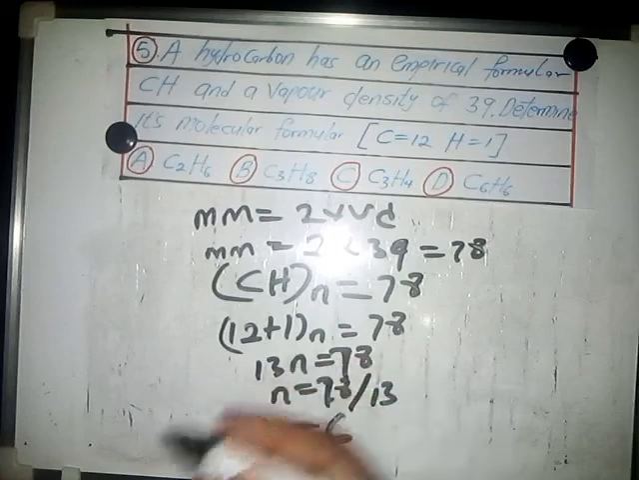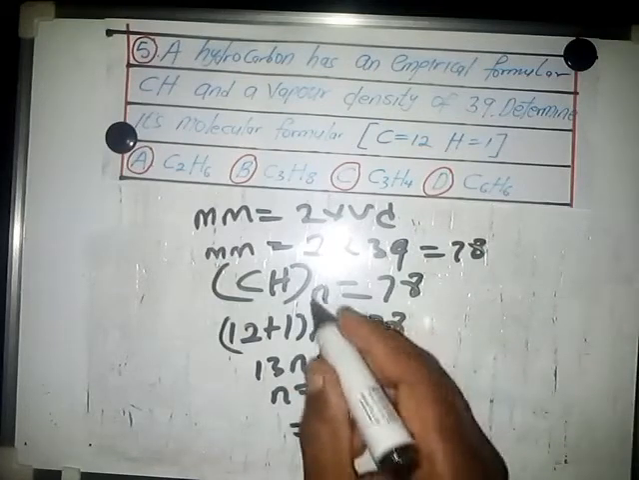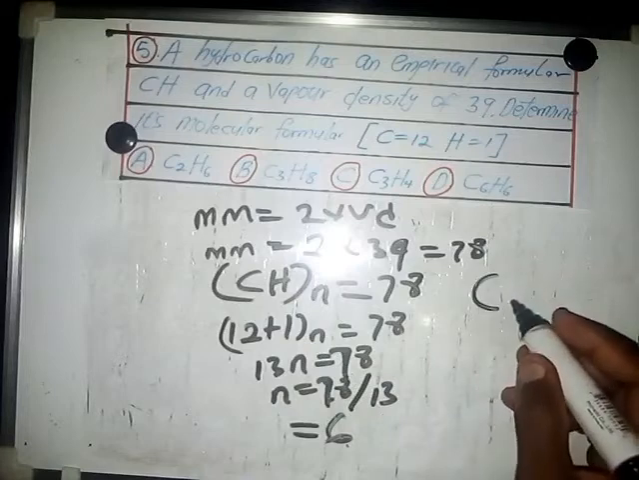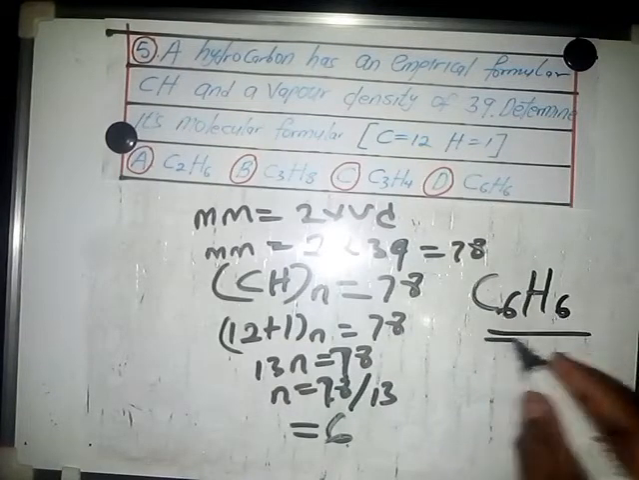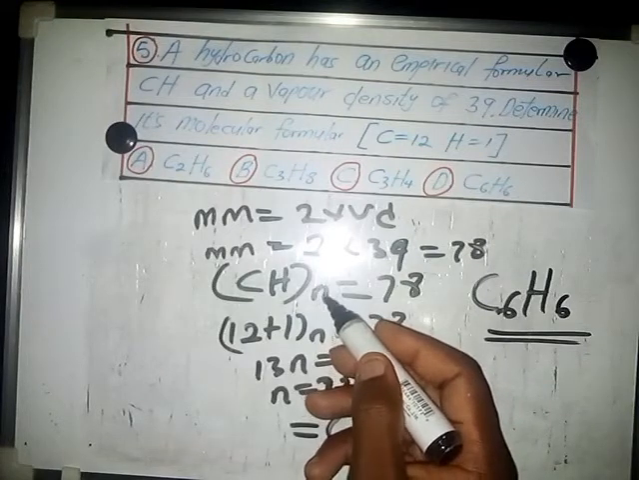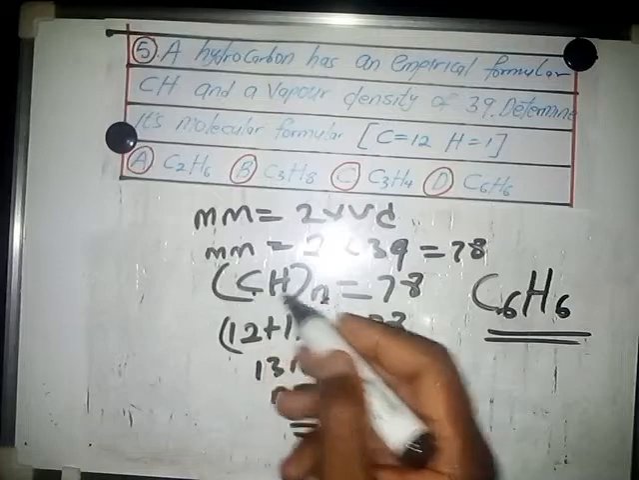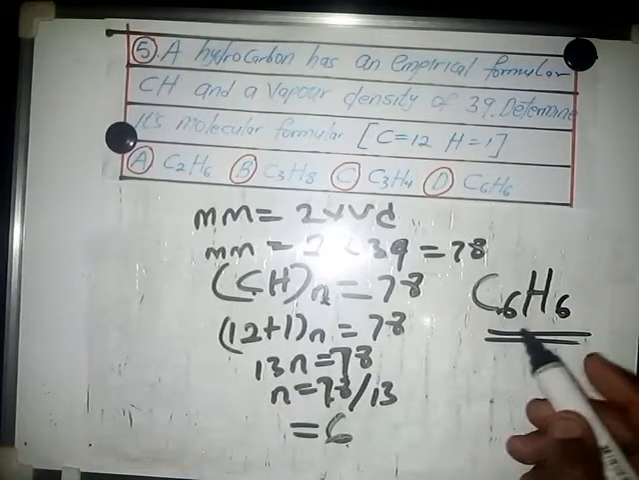So at the end of the day, this value, I put it here and open the bracket. That's C6H6. This 6, I put it here in brackets. It will multiply each of the elements inside. That's how I get C6H6. So the answer is D.